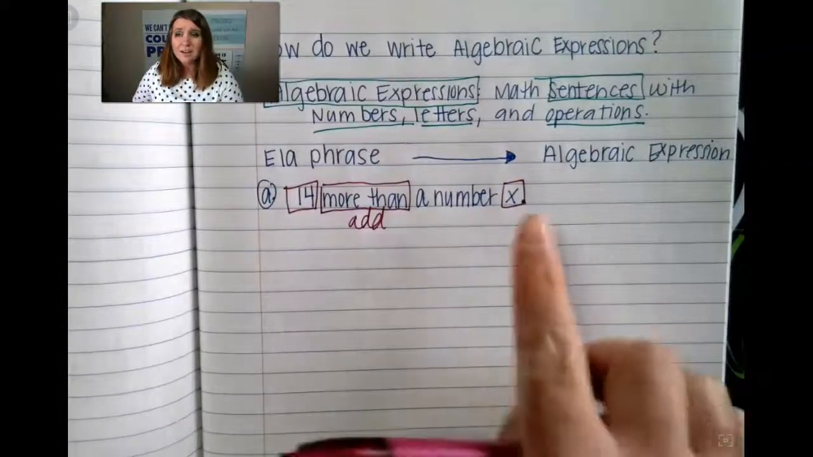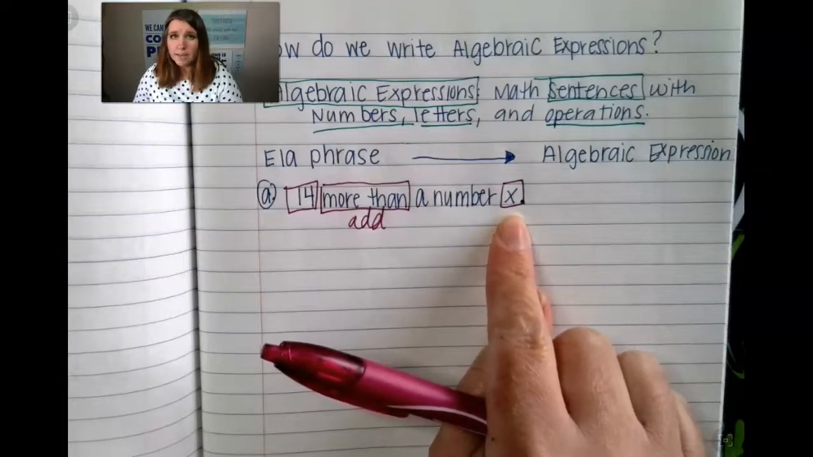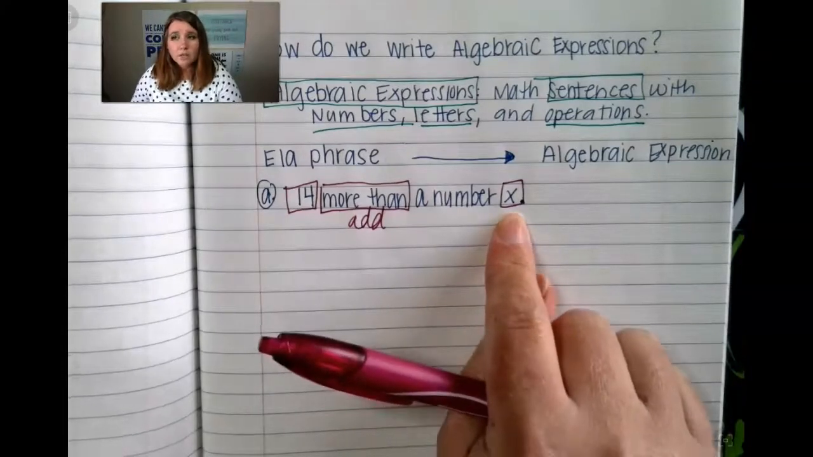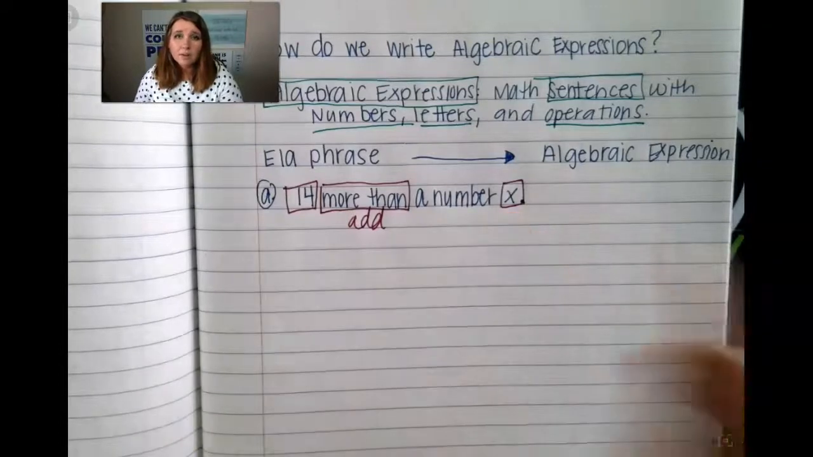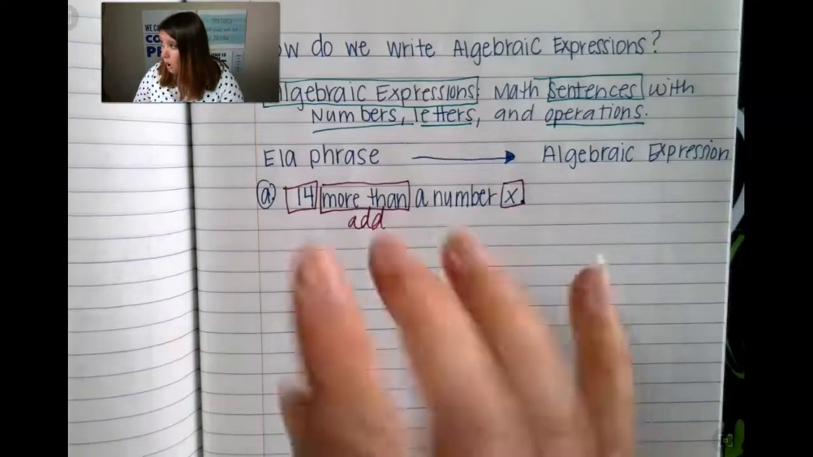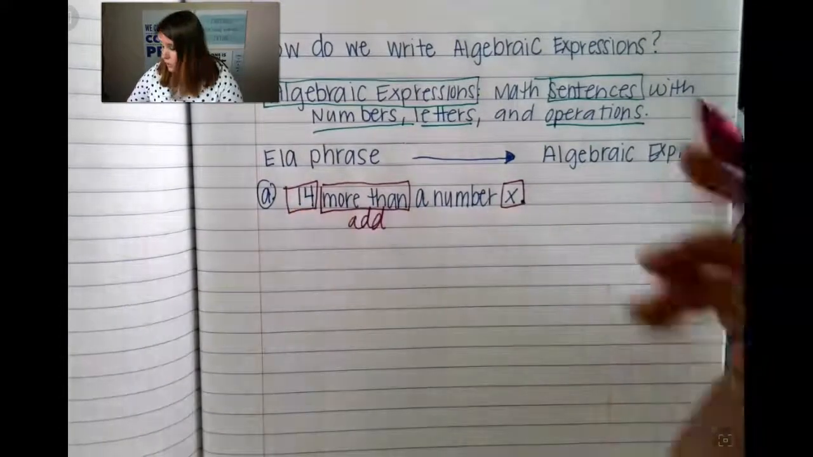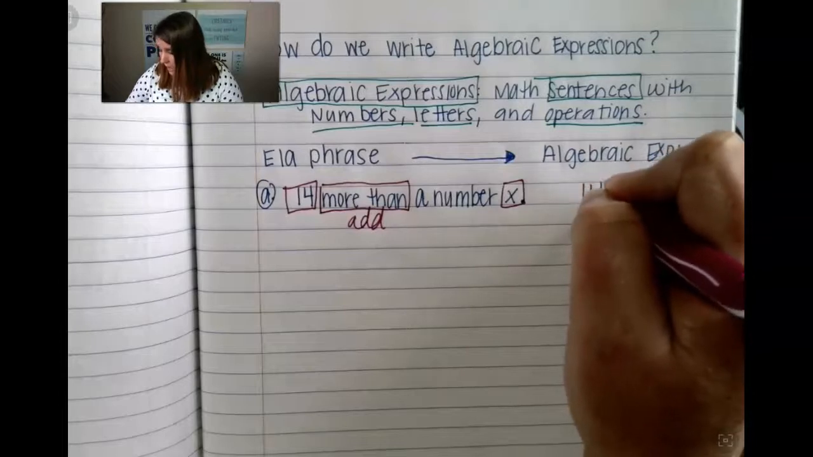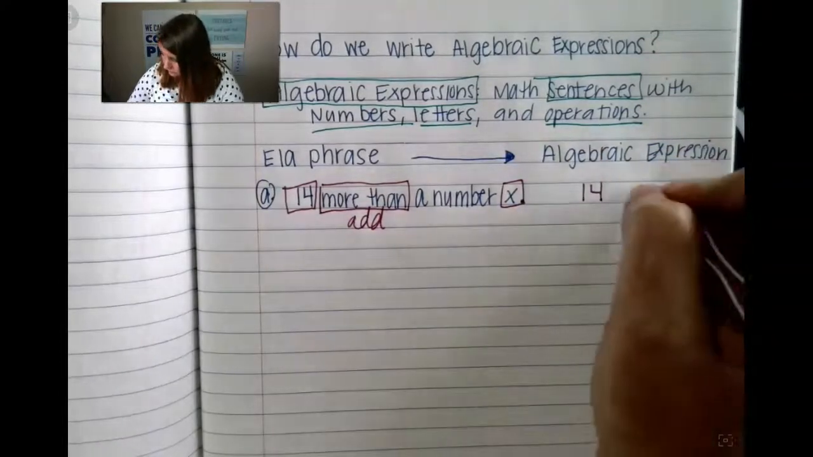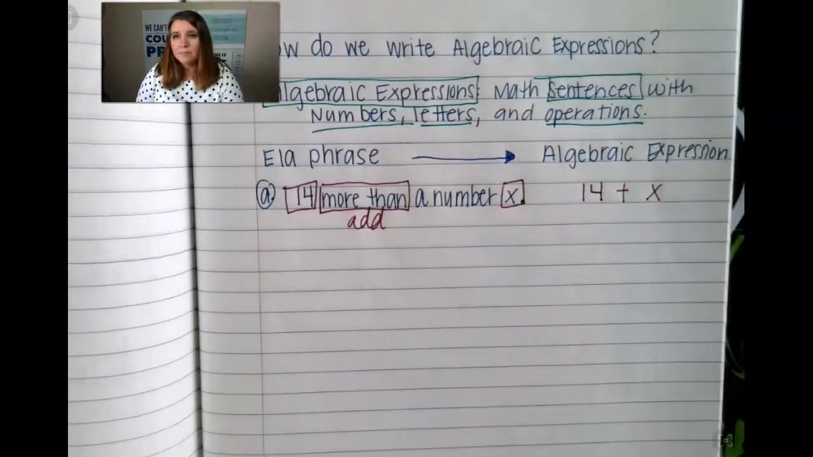Well, that's just it. X actually does represent a number. We just don't know what it is. We're going to figure it out later on in life, or they'll just give it to us and tell us what it actually is. So all we're doing is writing an algebraic expression. We take this 14 and this x, and we join them together with a plus sign. And that's it. We've got 14 plus x, and we are finished.